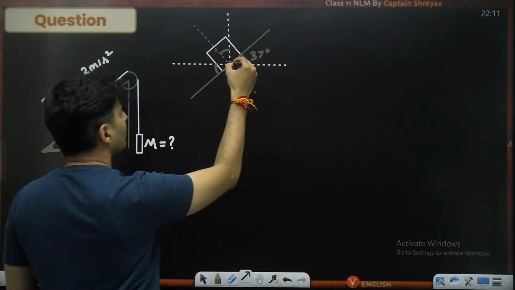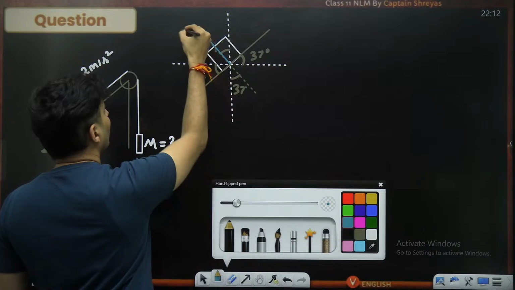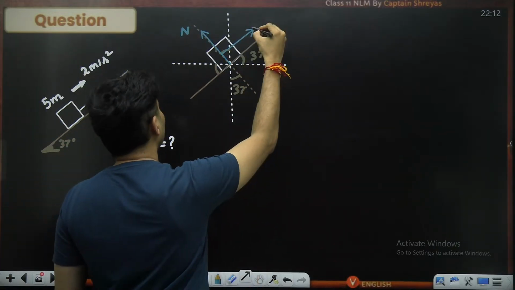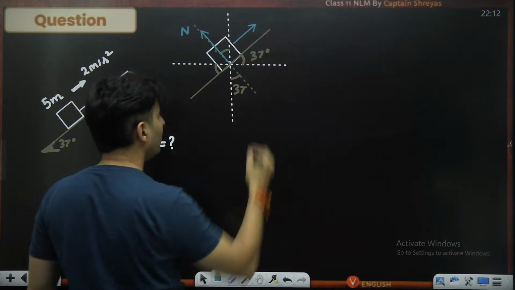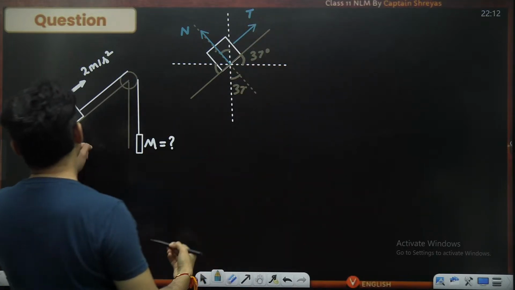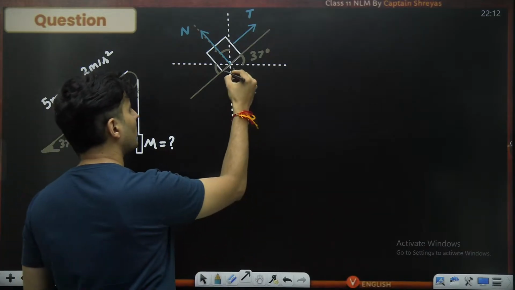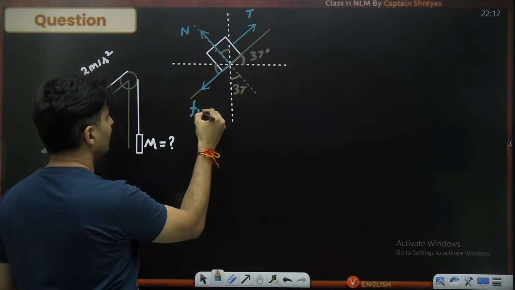Normal force, of course, has to be perpendicular to the surface, so normal is like this. Tension force will be here. It will pull that block here, so I'll put tension also here. Since it is moving up, friction will act down, as it always opposes the relative motion. So kinetic friction will be here.